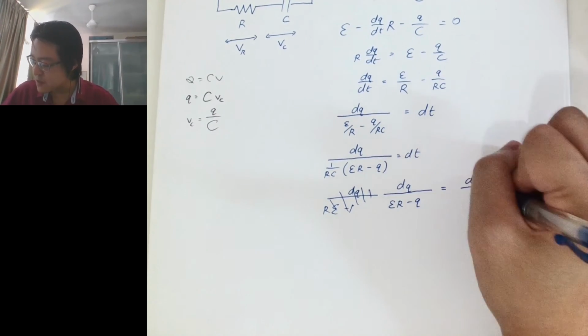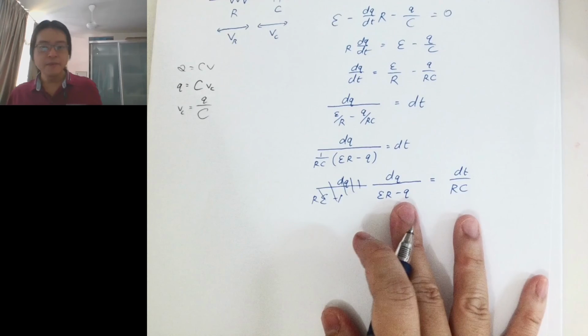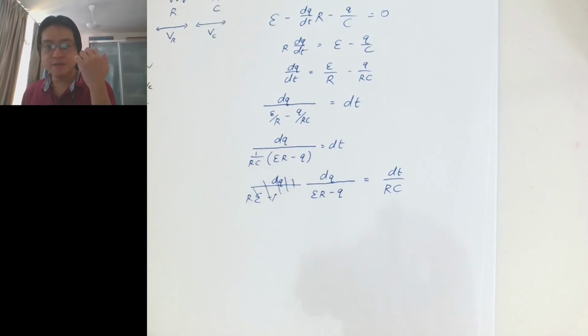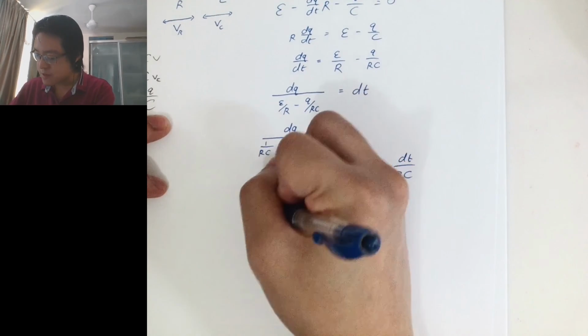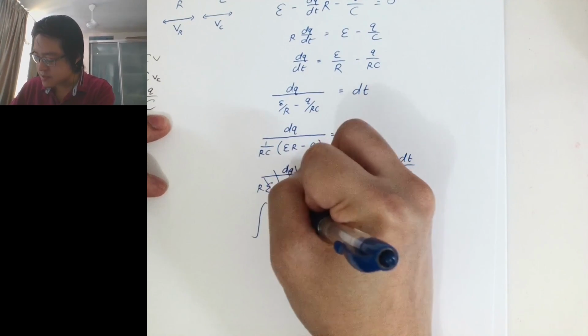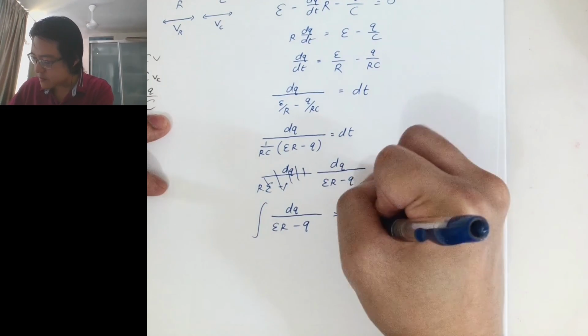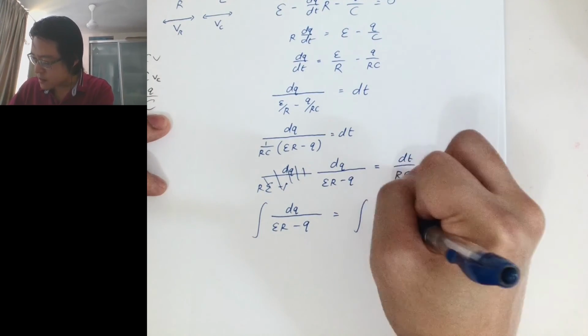So this is one of the RC problems, right? So we got this situation over here, and then we want to integrate both sides. Let me write a new line so that it looks nicer. The integral of dq over (ER minus Q) is the integral of dt over RC.